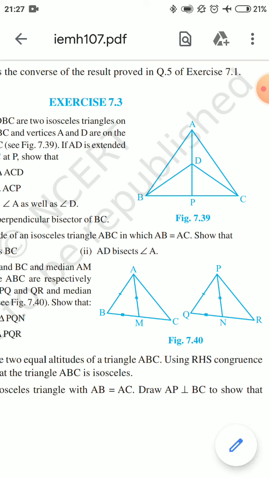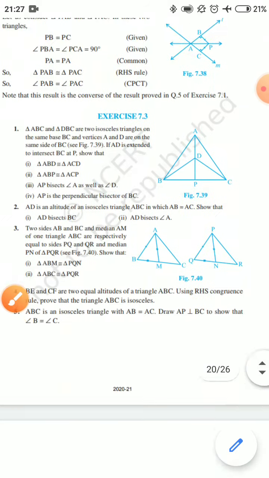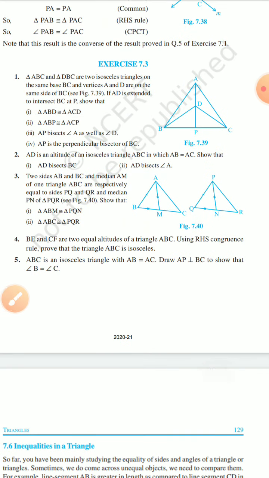So the remaining questions are also the same. You will be needing all those 5 congruency criteria in these remaining 4 questions. So just complete exercise 7.3.